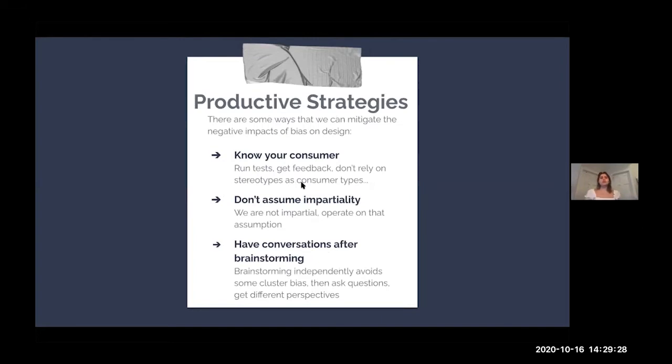So productive strategies, I talked about this a little bit, but know your consumer, don't assume impartiality. We are not impartial, and we shouldn't operate on that assumption. And having conversations after brainstorming. This one's really important and I think is relevant for hackathons, for whatever team you come up with. Brainstorming by yourself can actually be really beneficial for not being impacted by the perspectives of others around you. But once you have brainstormed by yourself, go and have conversations. Talk it through verbally with someone. A lot of the time, you'll notice that things come to light just through that act.